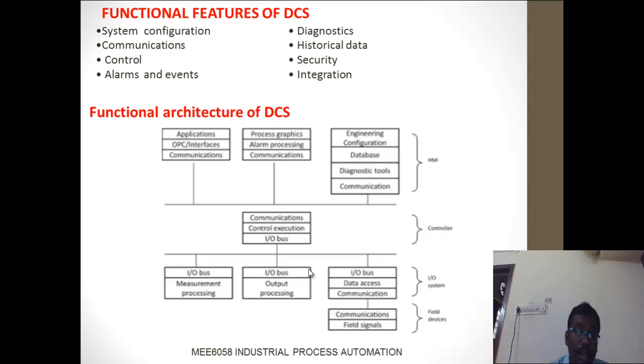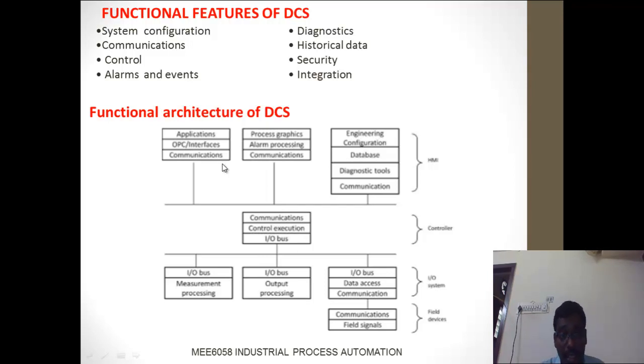Coming to the functional architecture of DCS: as I already said, we have input of field devices, input-output devices, meaning field signals. The IO cards are the DAC cards, data acquisition cards. They acquire the data, process it with respect to your needs, and transfer it to the controller. From the controller, it transfers the data to the human machine interface. The controller substation handles communication and control execution, and transfers data from the IO systems, from the DAC card, to the human machine interface. Control systems take care of these three most important things.